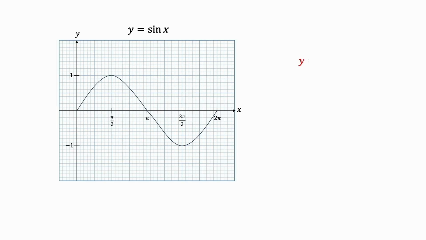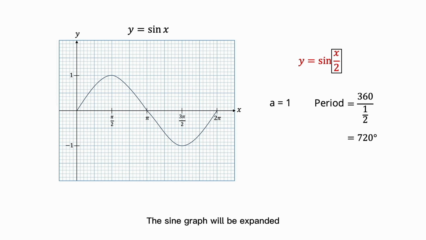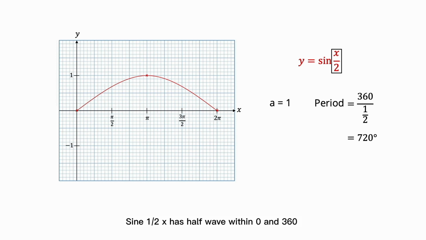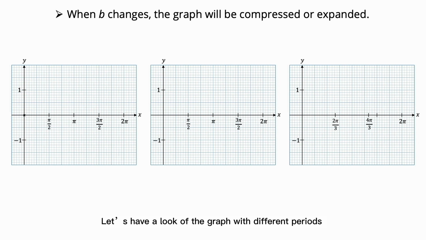For the function sin half x, its amplitude equals 1 and period equals 360 divided by 1 over 2. Its period is 720 degrees. The sine graph will be expanded. Sin half x has half wave between 0 and 360 degrees. Let's have a look at the graph with different periods between 0 and 360 degrees.